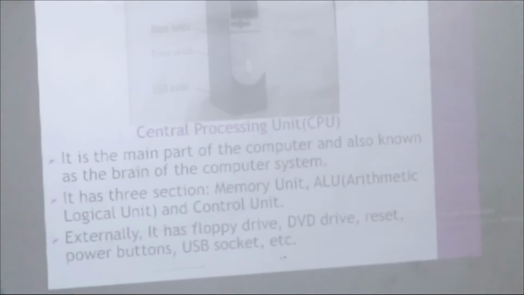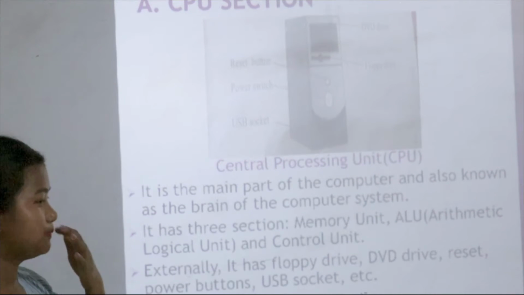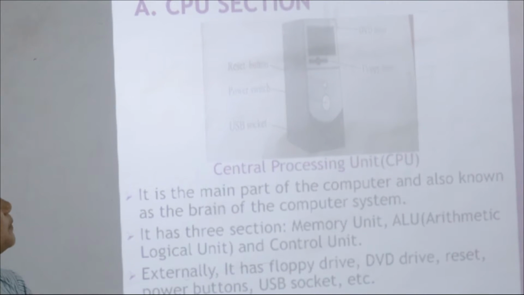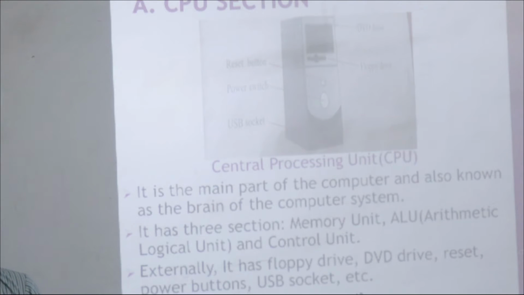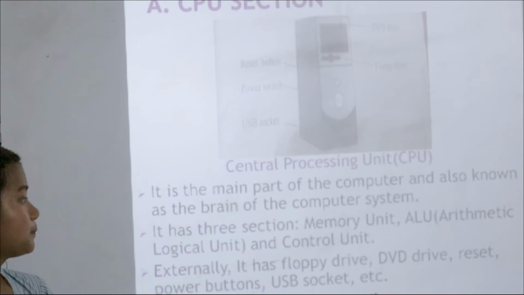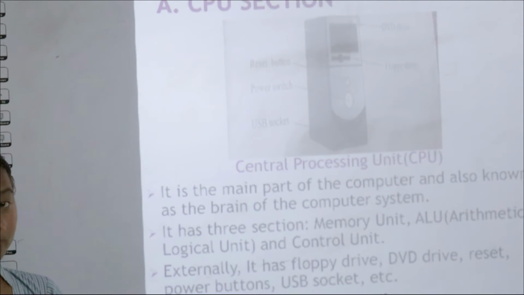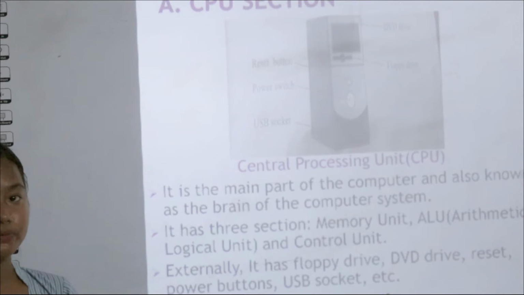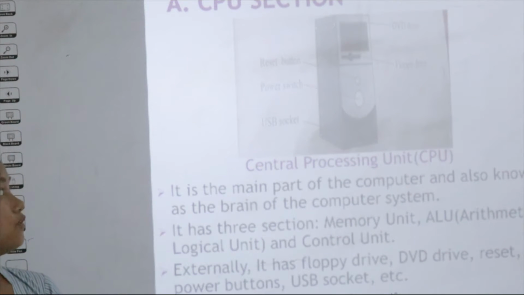This is a picture of the central processing unit of the computer. CPU is the main part of the computer. CPU is also the brain of the computer. It has three sections: memory unit, ALU (arithmetic logical unit), and control unit. Externally it has a DVD drive, floppy drive, reset button, power button, and USB socket.